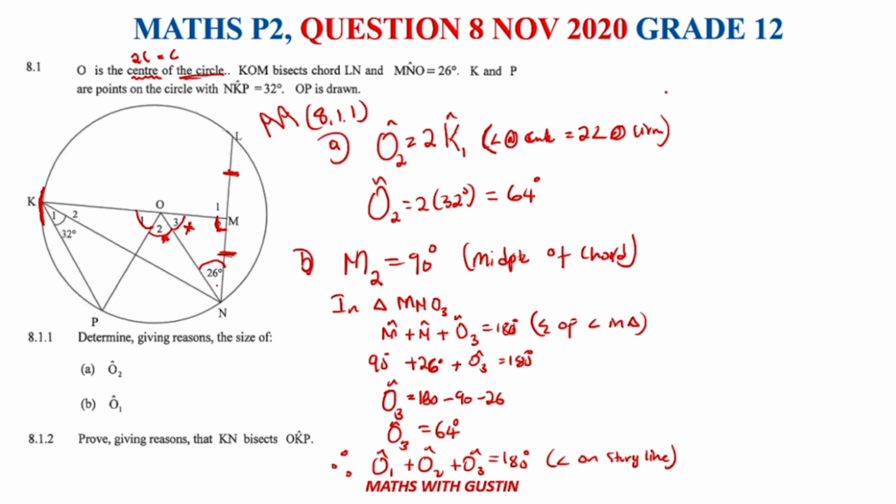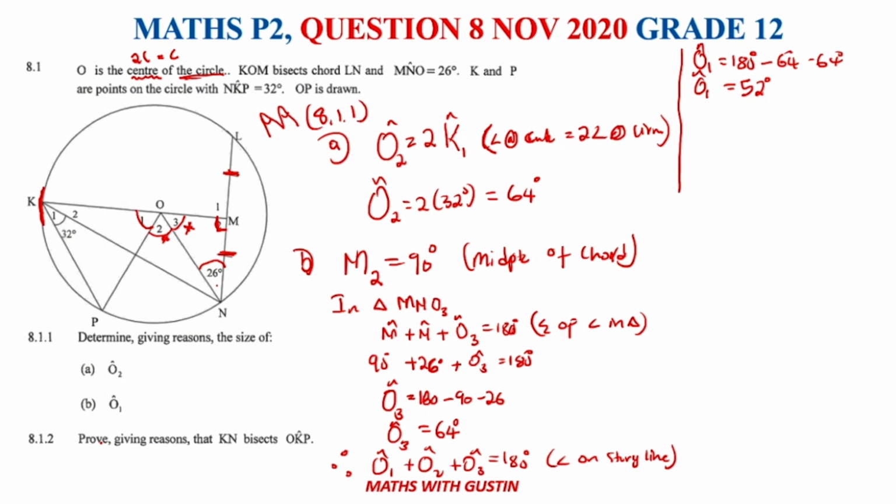So therefore, we are going to finish this off. When we substitute there, what are we looking for? We are looking for O1. Therefore it is going to be 180 minus 64 for O2 minus another 64 for O3. What are we left with there? Our answer would be 180 minus 64 and 64. We are left with 52 degrees. So we managed to find this one here as well.